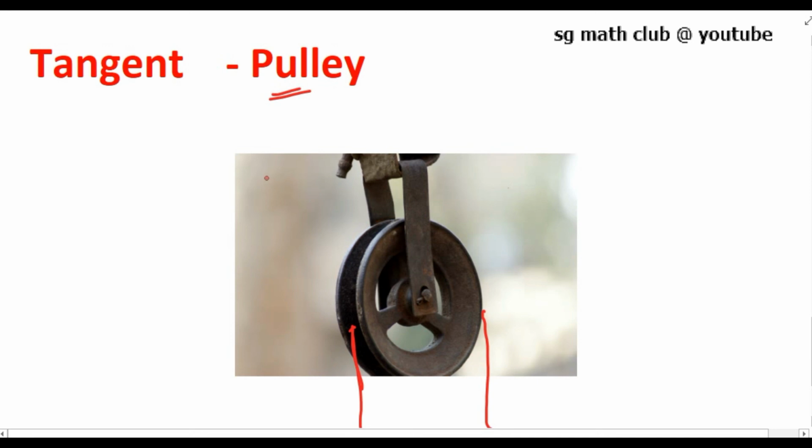So the rope on both sides of the pulley is like a tangent to the circle, and in this chapter we are going to learn more about tangent, the properties of the tangent, how many tangents you can draw to a circle, and the problems based on tangent.